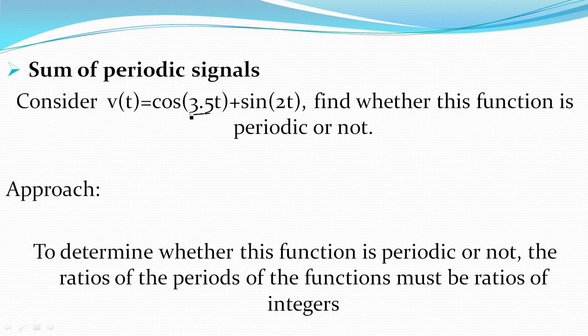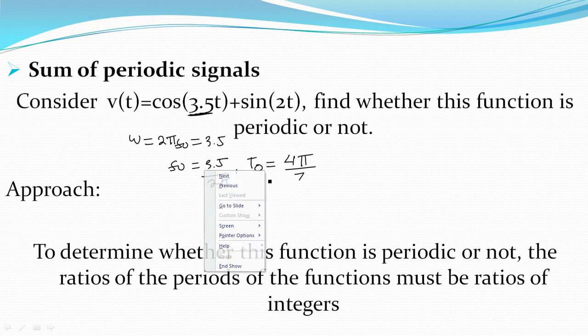So kunin muna natin yung fundamental period ng cosine 3.5t. So, angular frequency is equal to 2 pi f naught, equal to 3.5. So, f naught is equal to 3.5 over 2 pi. And yung fundamental period is just the reciprocal of the fundamental frequency. So, 2 pi over 3.5, which is equal to 4 pi over 7. Okay, so designate natin to as T01.